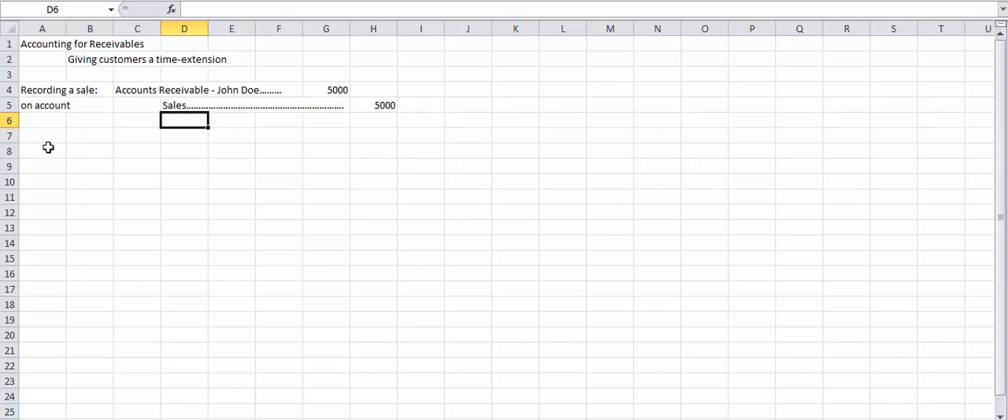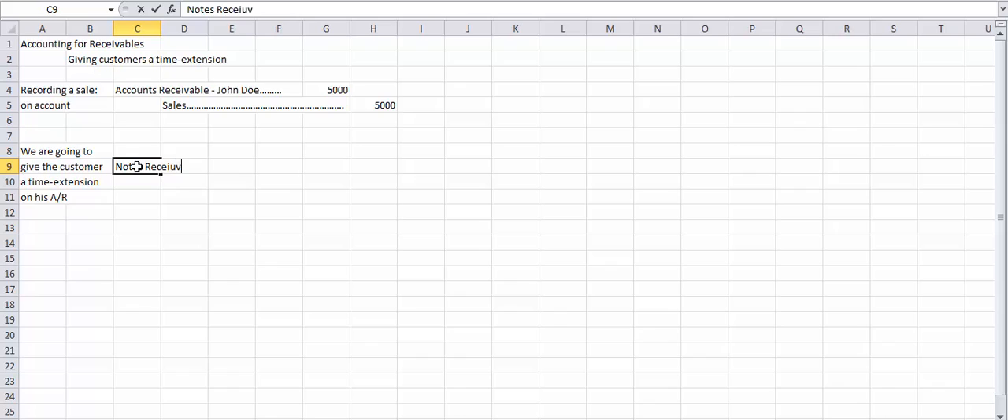So this is the main concept of today's chat: we are going to give the customer a time extension on his accounts receivable. And basically what you're doing is you're converting the accounts receivable into a notes receivable. So it's like closing the accounts receivable. How do you close something? You've got to do the opposite of what you normally do. Notice that the accounts receivable is currently a debit. To get rid of it, we're going to have to credit it, and we're going to replace it with a notes receivable.